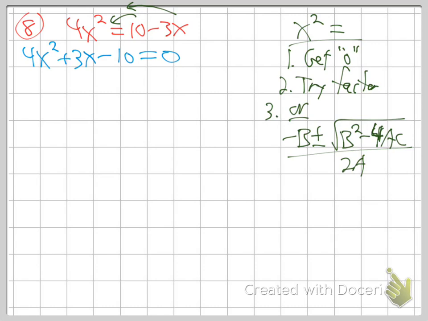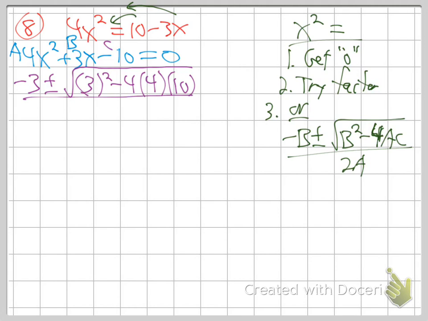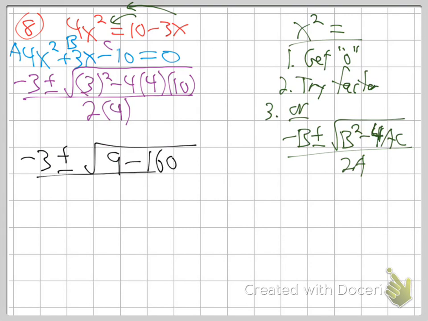So I'll just go with the quad. I know most people like the quad. This is a, b, and c. So plug into the quad: negative b plus or minus square root of b squared minus 4 times a times c, all over 2a. Like that. And then just keep cranking through the quad. That's going to be what? Minus 3 plus or minus square root of 9 minus 160.